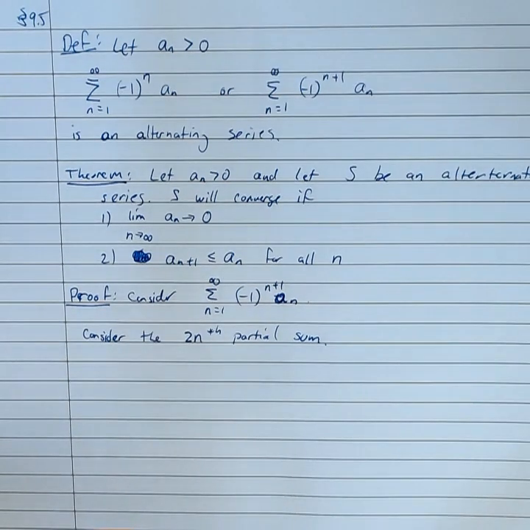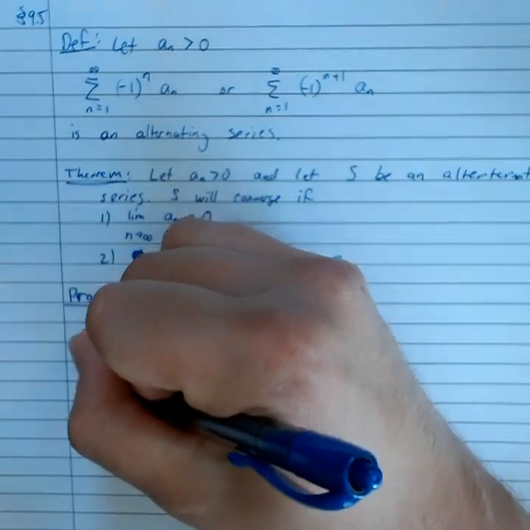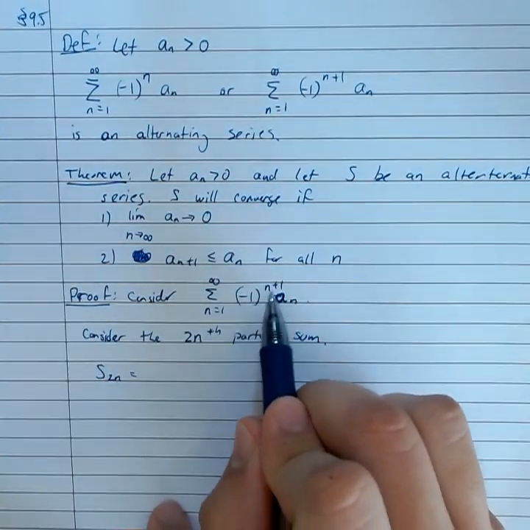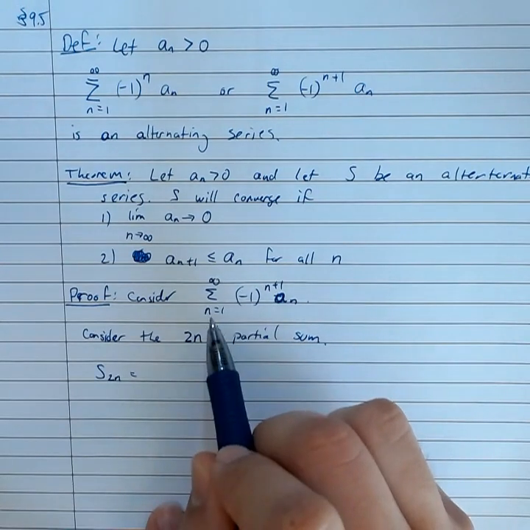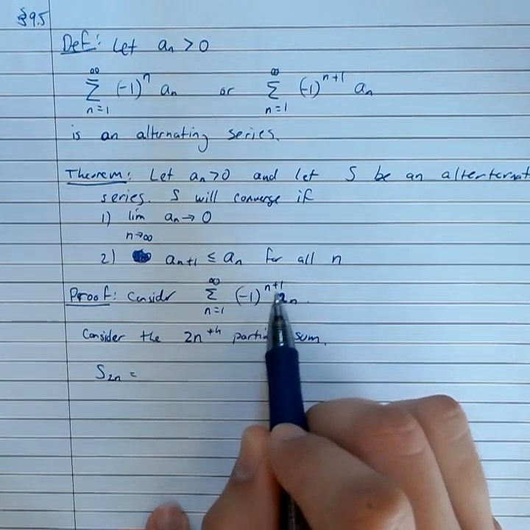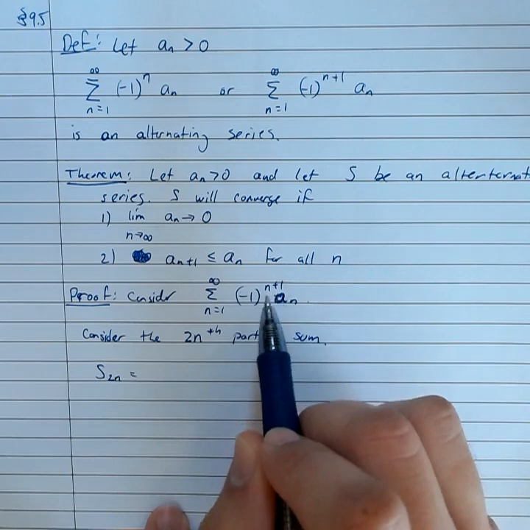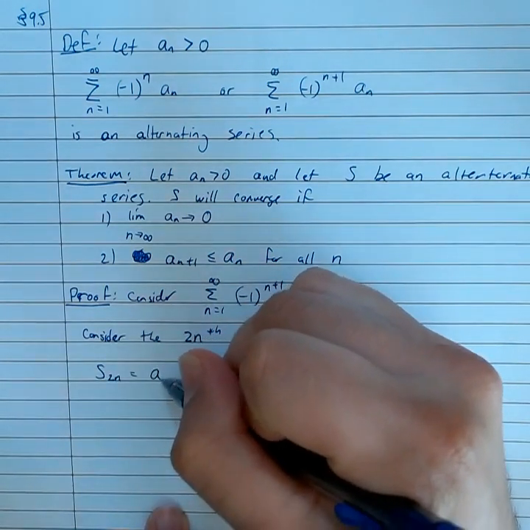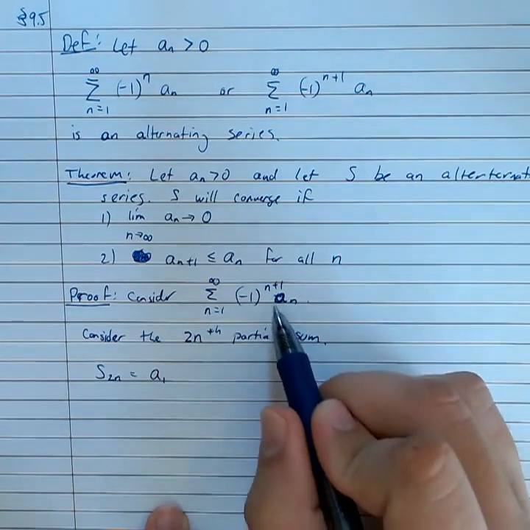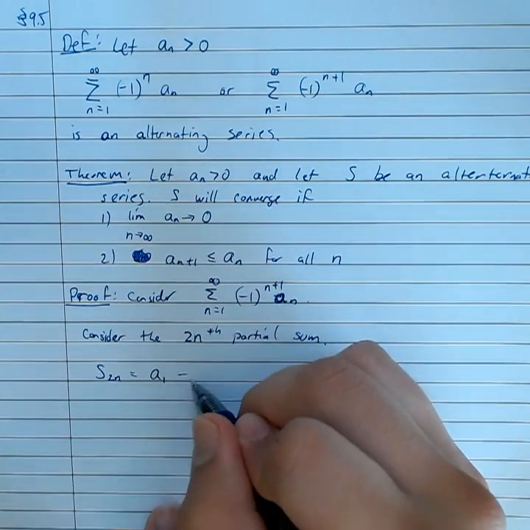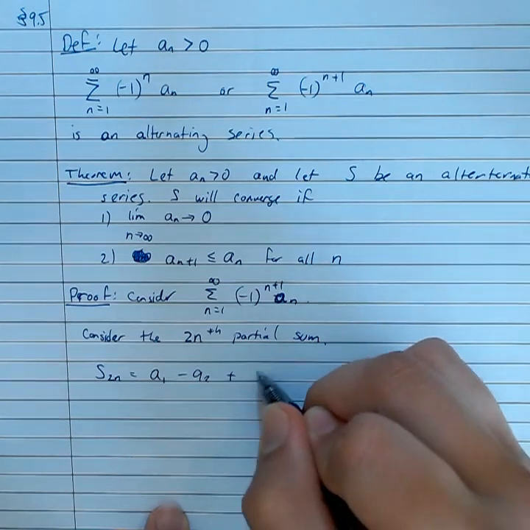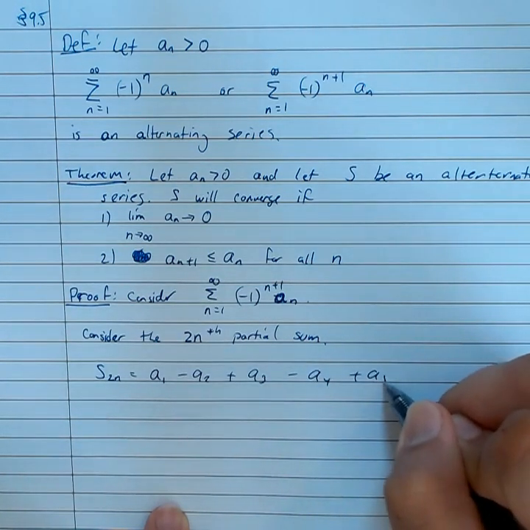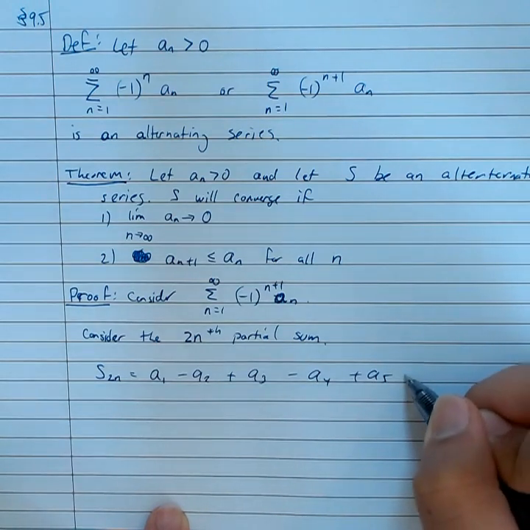out the long way. So we'll write this as s sub 2n is equal to, and here, since I've chosen this one, we're going to start with the positives. After all, if n is equal to 1, 1 plus 1 is 2, and negative 1 to the 2 is positive 1. So our very first term will be positive. So it's going to be a1, and then our next one will be negative. So that'll be minus a2, and then plus a3, minus a4, plus a5, minus a6, and so forth.